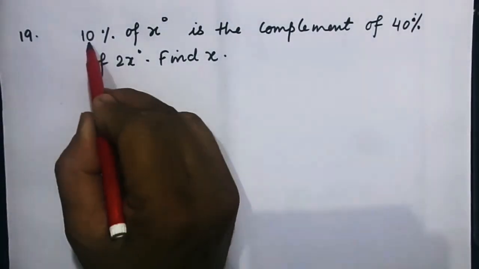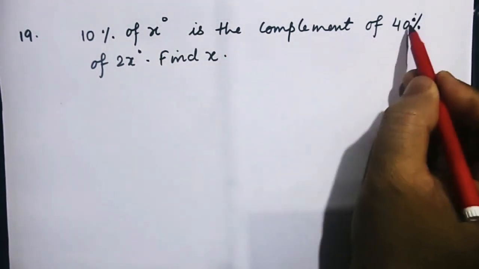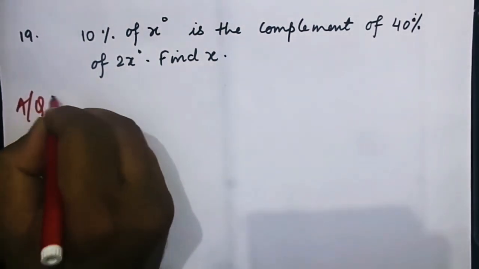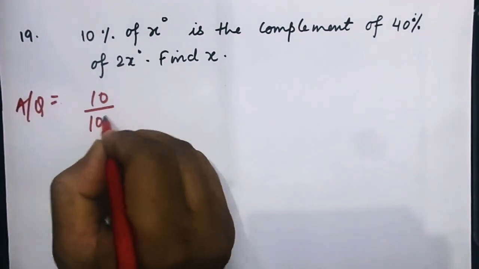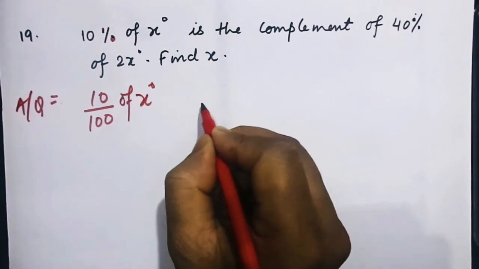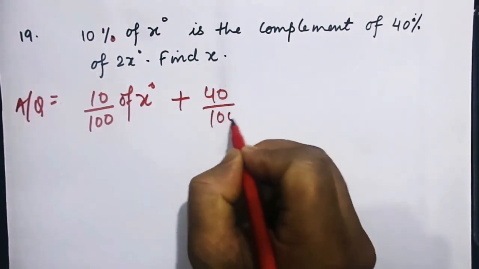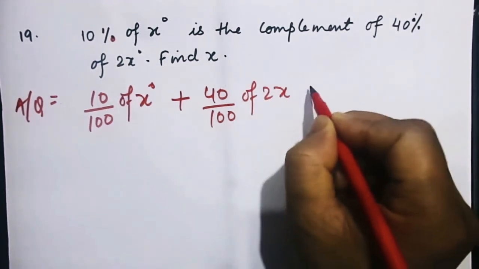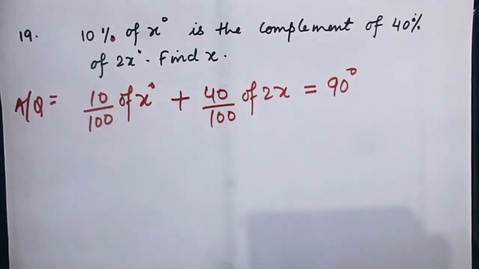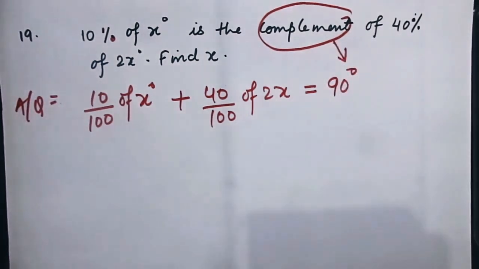Okay, 10% of x degree, isn't it? 10% of x degree is complement of 40% of 2x degree. Now according to the question, 10%, because 10% means out of 100, of x degree is complement of 40% of 2x. Since they are complement, naturally this sum will be equal to 90 degree. Therefore this sum should be equal to 90 degree.